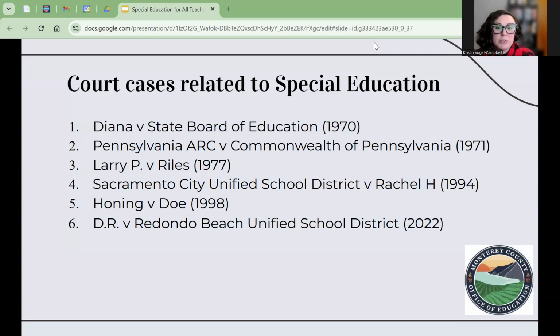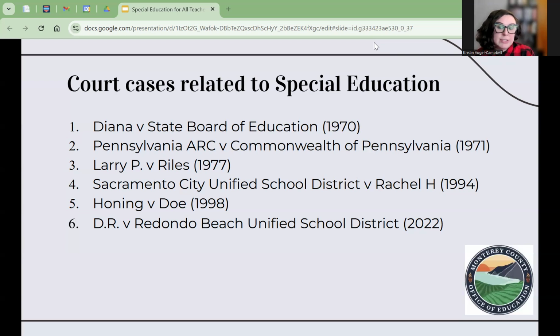The plaintiffs argued that this exclusion violated the equal protection and due process clauses of the 14th Amendment. The case resulted in a consent decree that declared the contested state laws unconstitutional. The court mandated that Pennsylvania provide free public education to all children with intellectual disabilities, ages 6 through 21, that were tailored to their learning capacities.